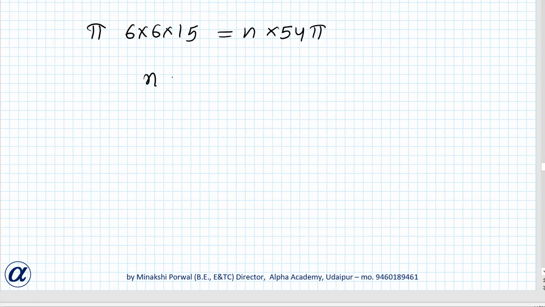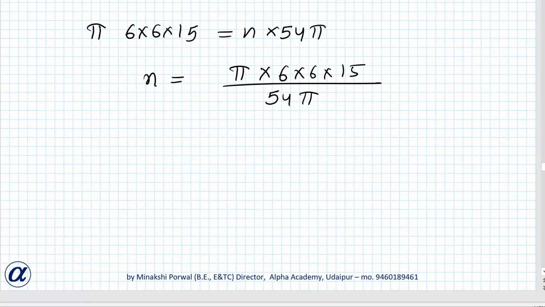So n equals pi into 6 into 6 into 15 upon 54 pi. Pi and pi cancel. 6 9s are 54. 3 2s are 6, 3 5s are 15. That is equal to 10. So answer is 10. That means 10 such cones can be filled from that one cylinder.